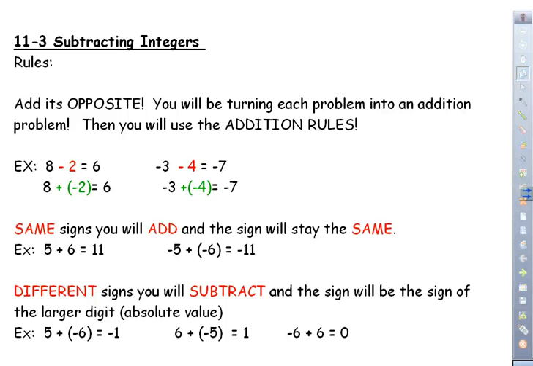11-3, subtracting integers. What you're going to do is go ahead and hit pause and copy these down, and then we'll discuss them further.